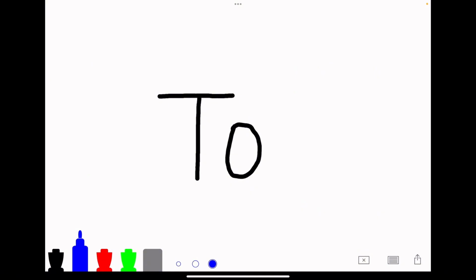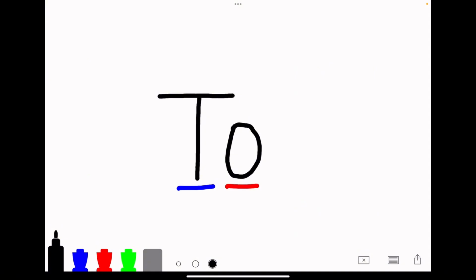So the word to has two letters, and those letters are T-O. And T-O spells the word to. Now on the count of three, I want you guys to spell the word to with me. 1, 2, 3. T-O spells the word to.